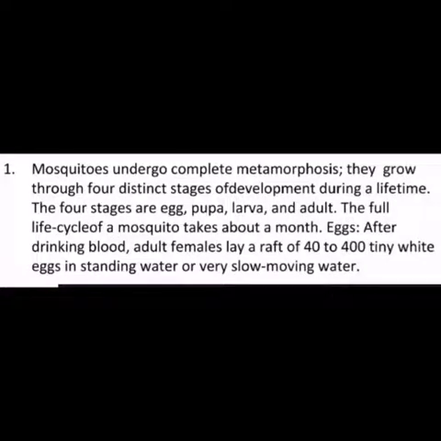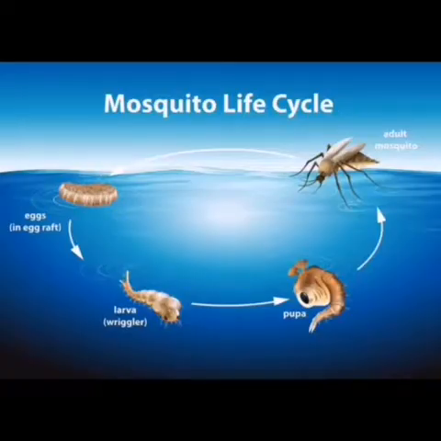The full life cycle of a mosquito takes about a month. Eggs. After drinking blood, adult females lay a raft of 40 to 400 tiny white eggs in standing water or very slow moving water.